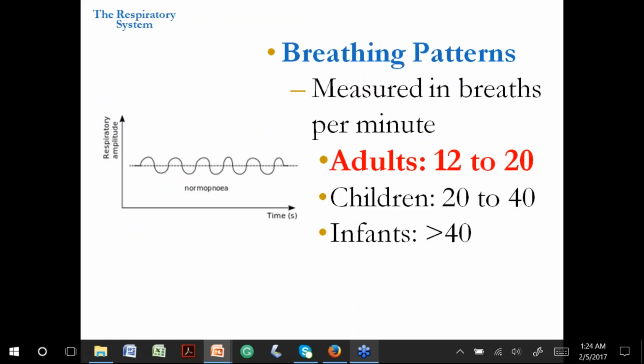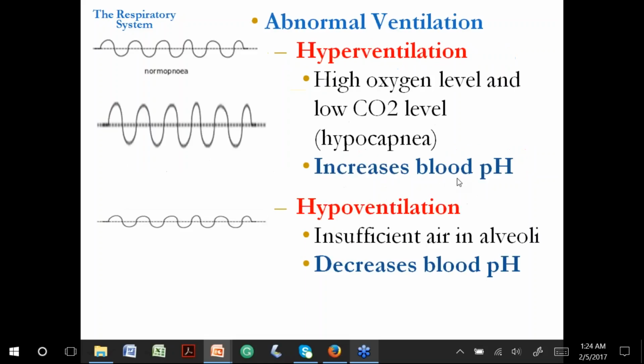Breathing patterns, so measuring breaths per minute. In adults it is 12 to 20. So 12 to 20, that's what we need to remember always. Children and infants tend to have more respirations per minute. But at this moment, please remember 12 to 20.